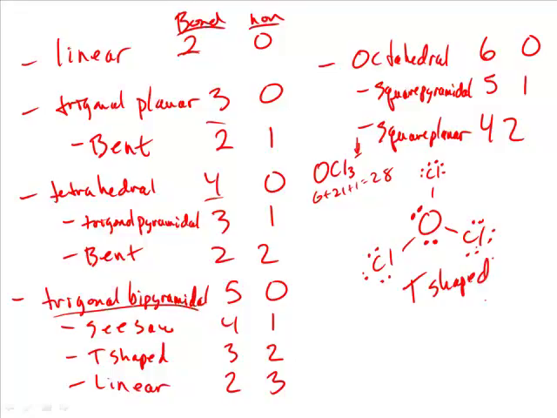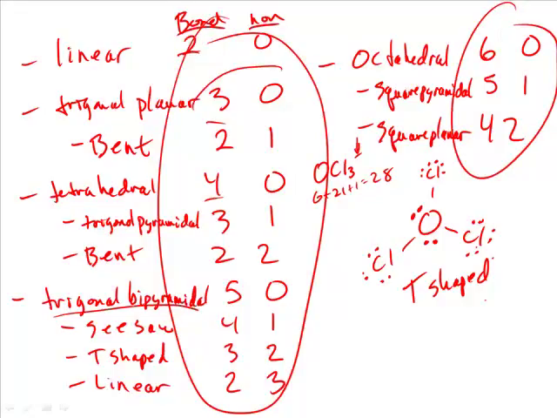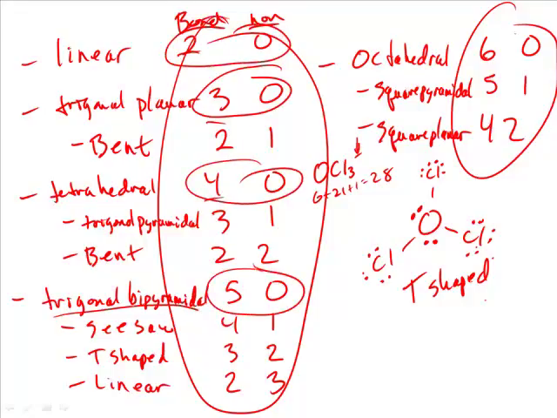Okay, do you need to know all of these? Absolutely, yes. Do you want to do well on the AP exam? If you do, then you better know all of these. But hopefully you're starting to see that all of the other shapes are based on the linear, the trigonal planar, the tetrahedral, the trigonal bipyramidal, and the octahedral. If you know those five and you can visually take bonds off of those, then you don't need to memorize all these other ones that come from them because they're all based on those original shapes.